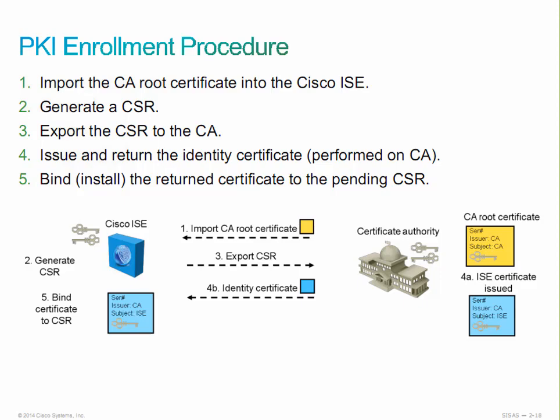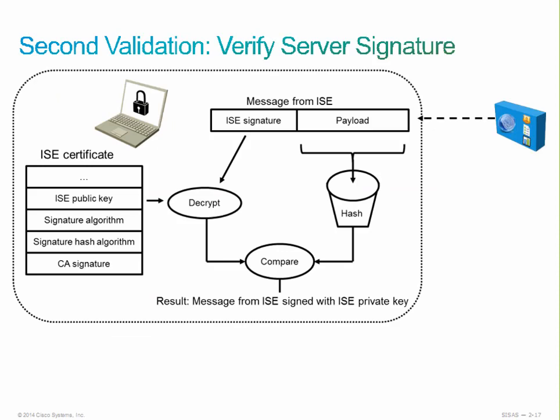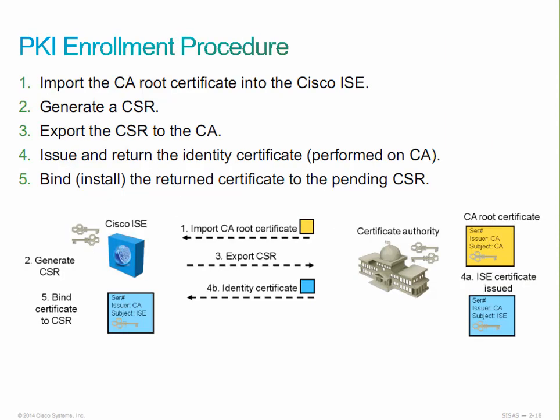Contrary to popular belief, we don't ask the CA to generate a certificate for us and then sign it. We generate our own certificate, and then we simply send that certificate up to the CA to have it digitally signed. So generating a CSR, a certificate signing request, allows us to take our self-generated certificate and send it to the CA for signing.